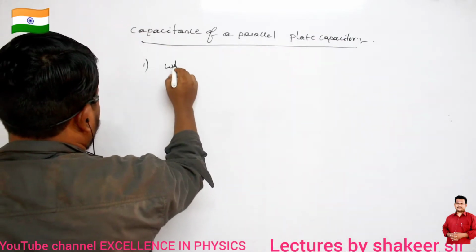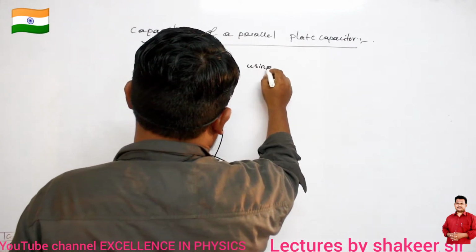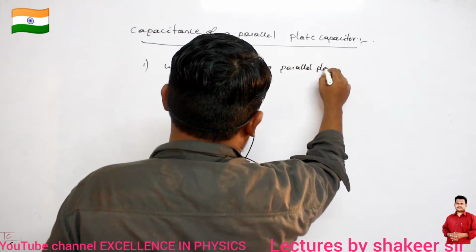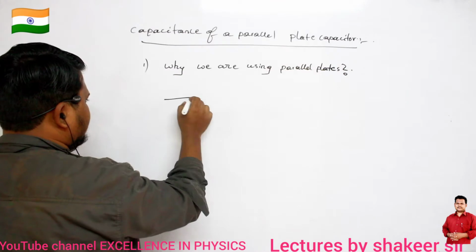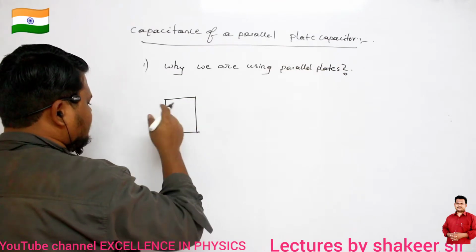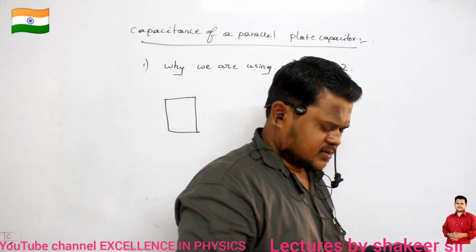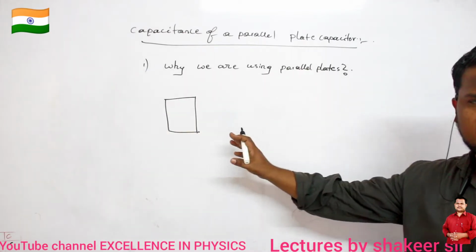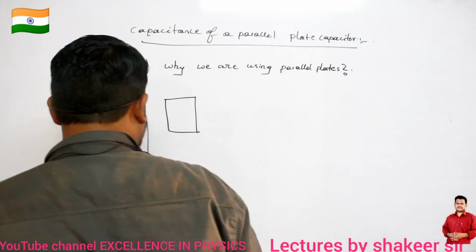First question is why we are using parallel plates. Clear? What is the reason that we use parallel plates? If you take a single plate also, on this plate also we can store charge, no? See, if I take a single plate, on this plate also definitely I can store charge. Then why do I have to take parallel plates?